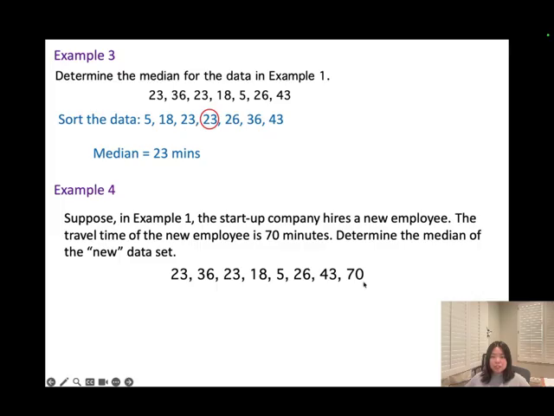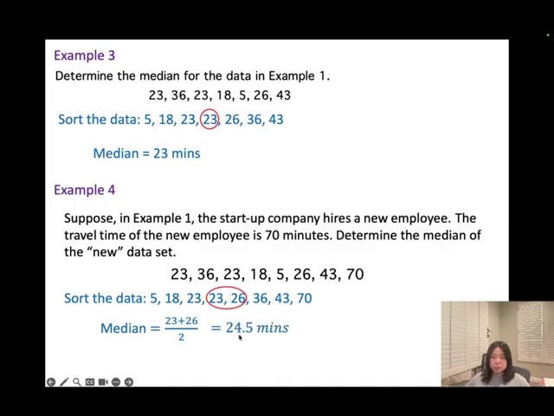So I want to find the median again. First step, sort the data. And then we're going to find out the middle data. But this time you can see I do have 4 data on the left, 4 data on the right. So the middle data will be 23 and 26. When we have two data, what we're going to do? We will add them up and then divide by 2. That will be equal to your median. So this time, that will be 24.5 minutes.